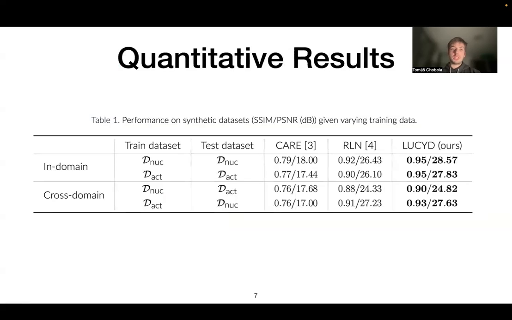We also do quantitative results where we compare the method with state-of-the-art deconvolution models such as CARE and Richardson-Lucy network, and we do the evaluation in in-domain and cross-domain approaches, and in both we outperform the state-of-the-art methods with structural similarity index metric and peak signal-to-noise ratio.